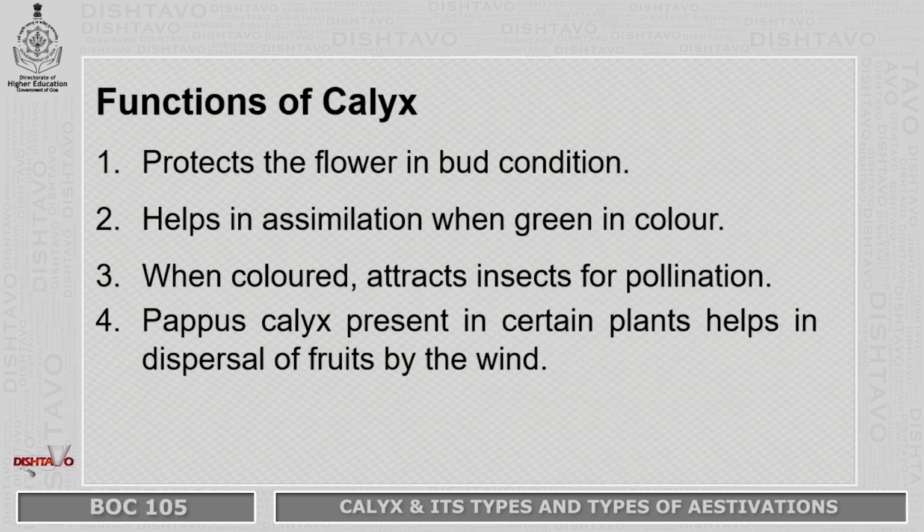Let us learn the functions of calyx. The basic function of calyx is to protect the flower in bud condition. In plants where the calyx is green in color, it helps in the assimilation of food. There are certain flowers wherein the calyx is colored, and this calyx attracts the insects for pollination. Pappus calyx present in certain plants helps in the dispersal of fruits by the wind.